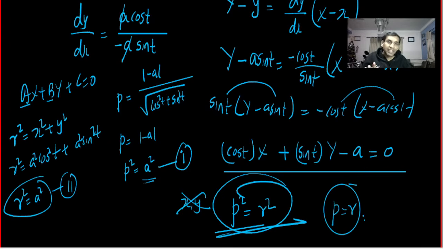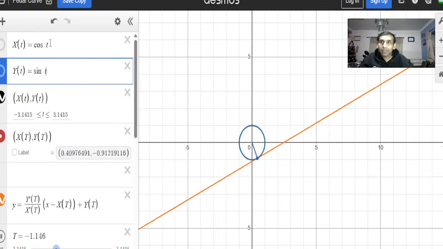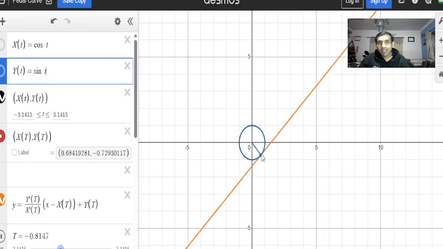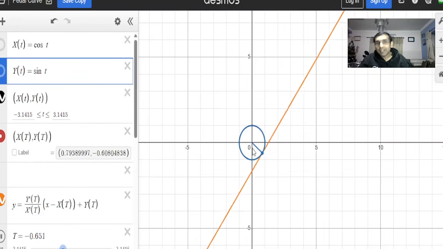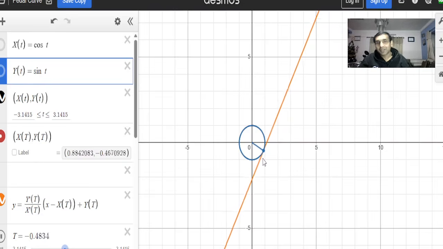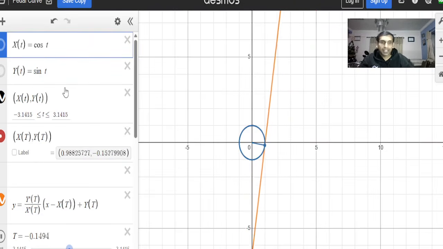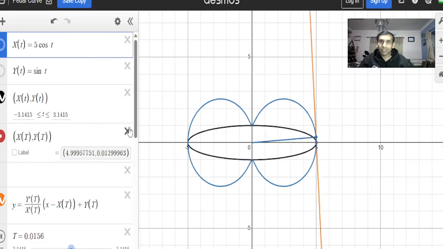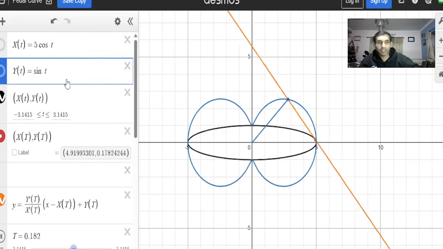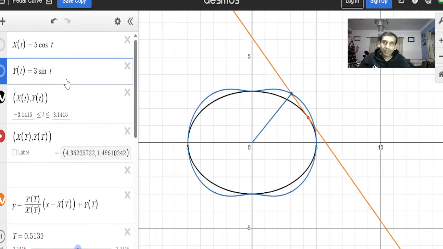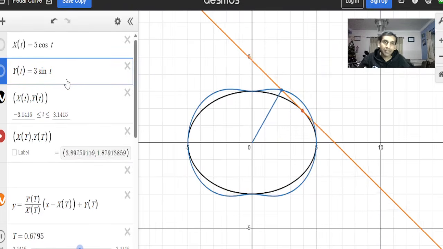Do you want to see the graph in Desmos? Okay, let's check it out. So I already kept cos t, sin t, and can you see? Because every p value will be the radius value in this case. Okay, now let's go for an ellipse. That will be the next question. I'll keep 5 sin t, 5 cos t, 3 sin t. Can you see? The black one is the original curve and the pedal curve is the blue one.